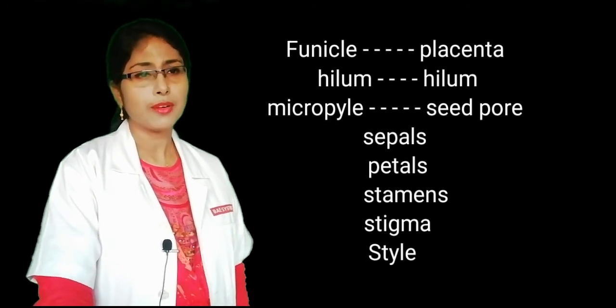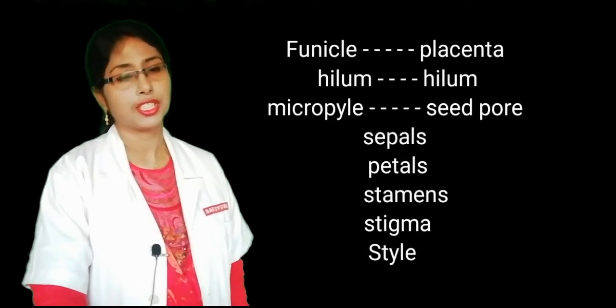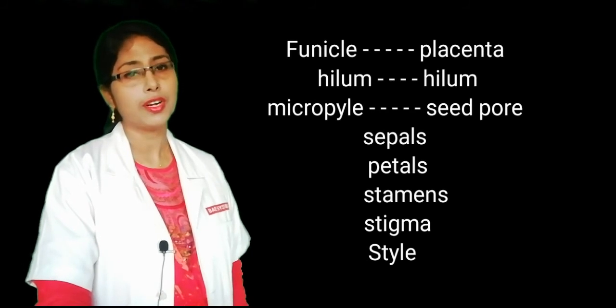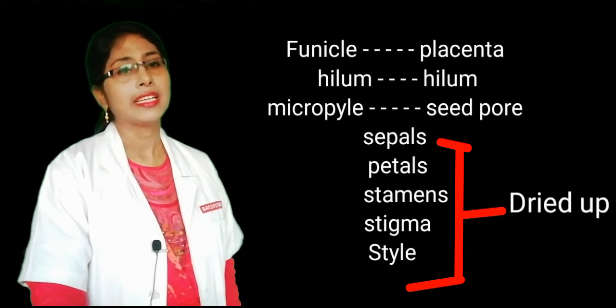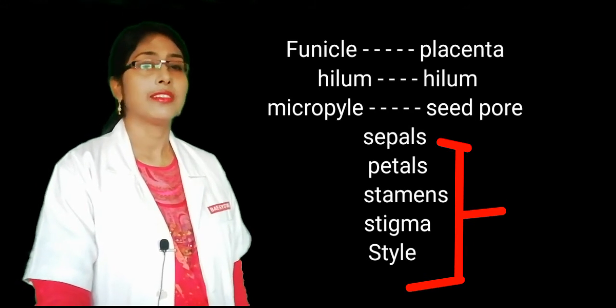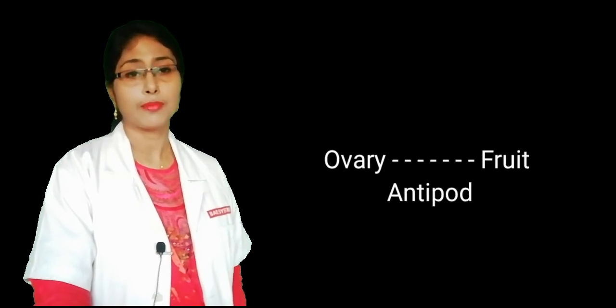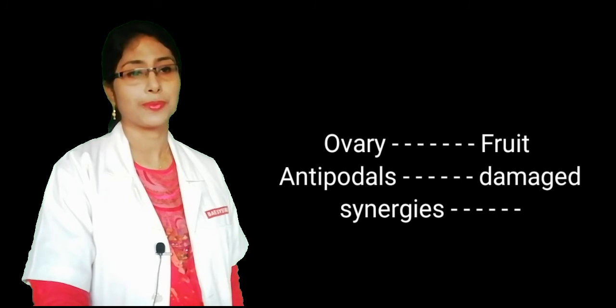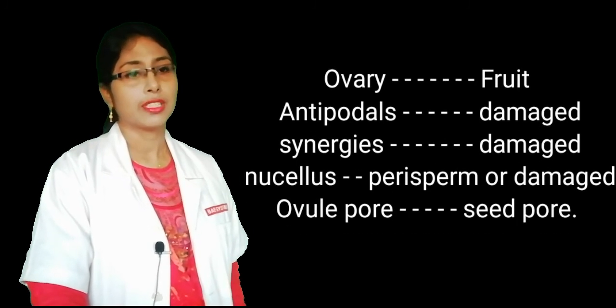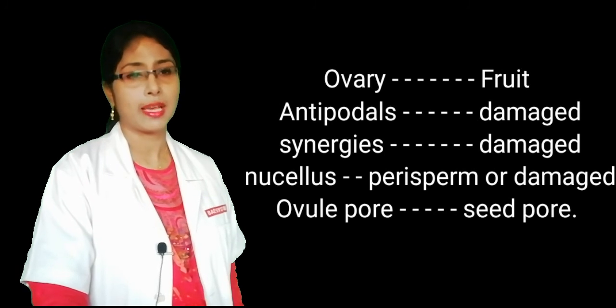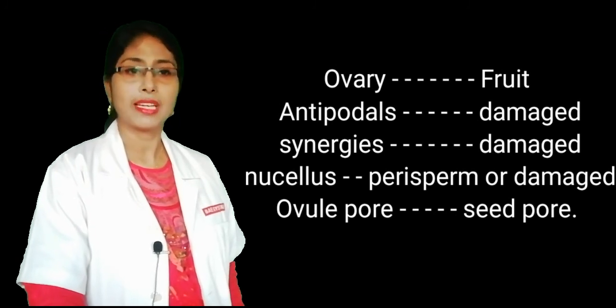During transformation after fertilization, the other parts of the flower, for example sepals, petals, stamens, stigma, style, dry up. The ovary of the carpel, by the influence of hormones, is transformed into fruit. Antipodals and synergids are damaged. Nucellus becomes perisperm or is damaged. Ovule pore becomes seed pore.